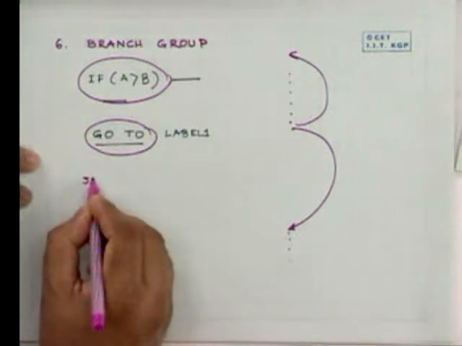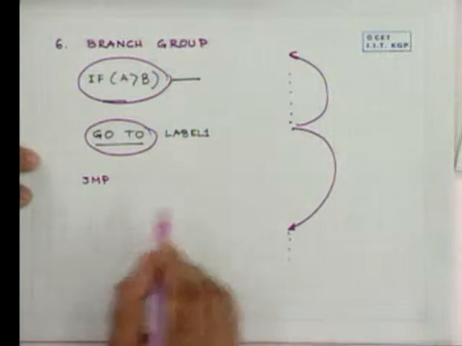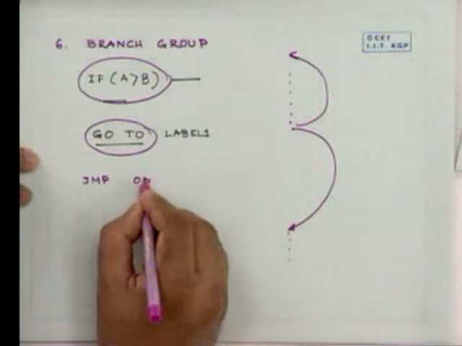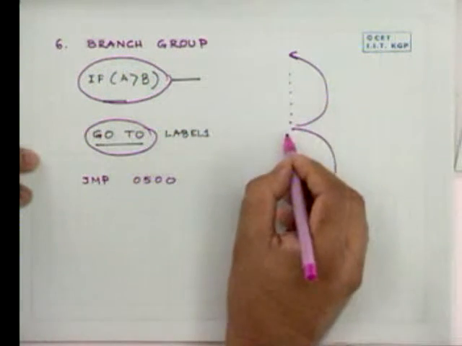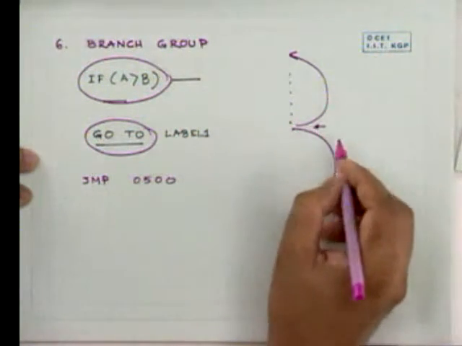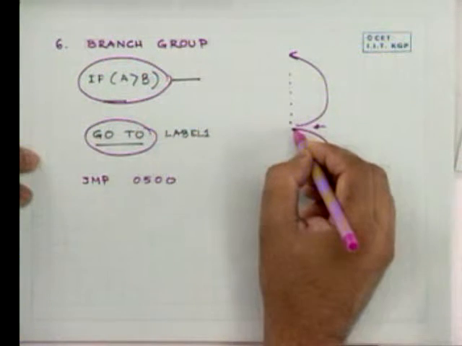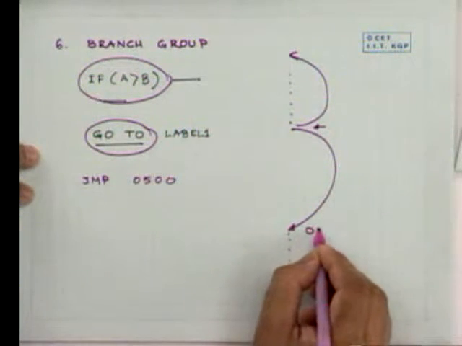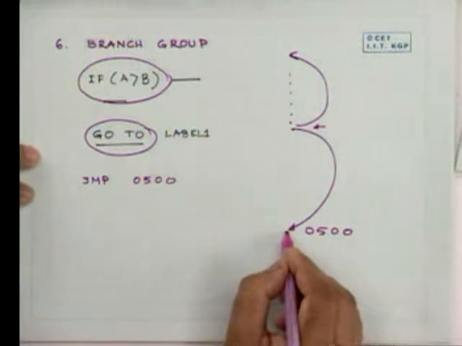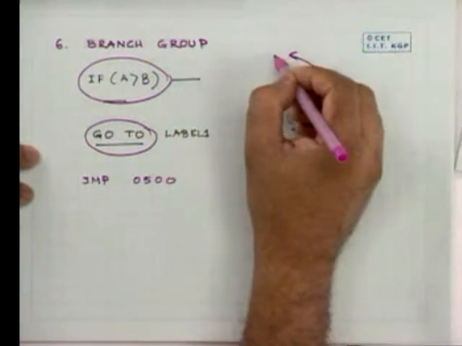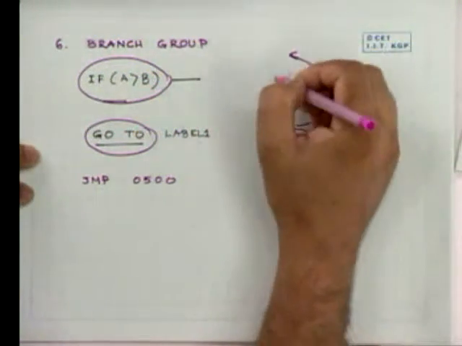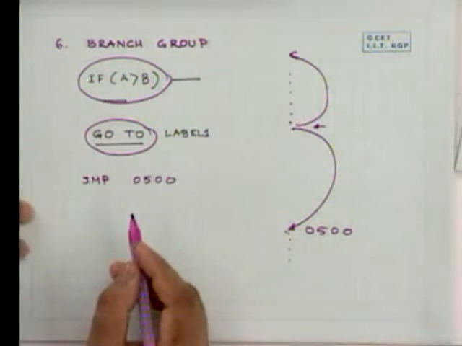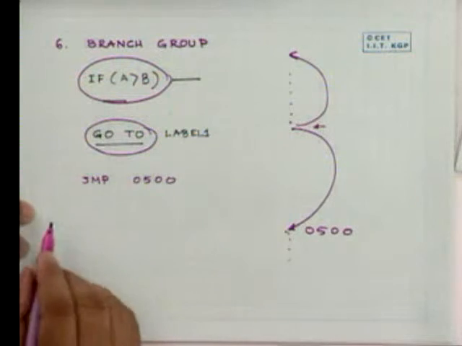One is a jump instruction. For example, if there is a jump instruction followed by some address, say 0500, then on executing this jump instruction, the control will automatically jump to the 0500 location, whether it is on the upper side or on the lower side of the address space. Now this is jump, and there can be conditional jumps also.